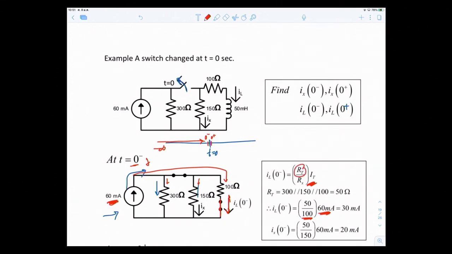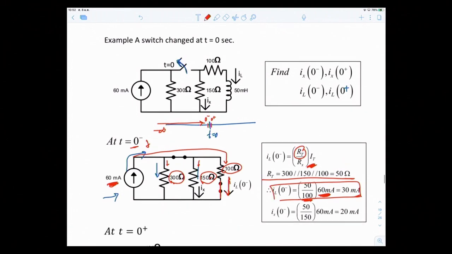What does this 60 milliamps divide itself into? It divides into these resistors, 300, 150, and 100, and all 3 are connected in parallel. So your R total is 300 parallel 150 parallel 100, equal to 50 ohms. So this is your formula for IL, and you get 30 milliamps. Similarly for Ix, it's the same thing, simply that Rx is now 150. So your answer is 20 milliamps.